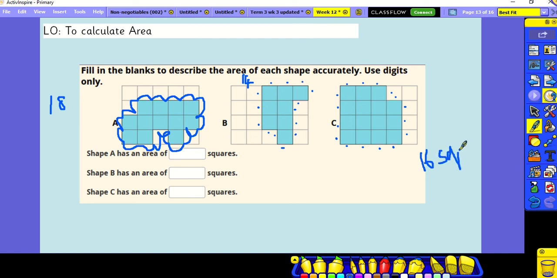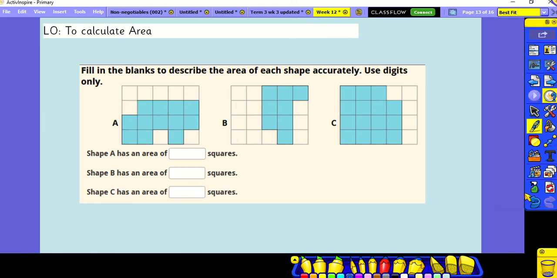Okay, so as we have learnt in the last 2 lessons, the perimeter is the distance around the outside of a shape. The area is the number of squares that the shape takes up. So, to count the area of these shapes, I look at how many squares are coloured in. Let me see. Shape A has an area of 12 squares. Shape B has an area of 7 squares.